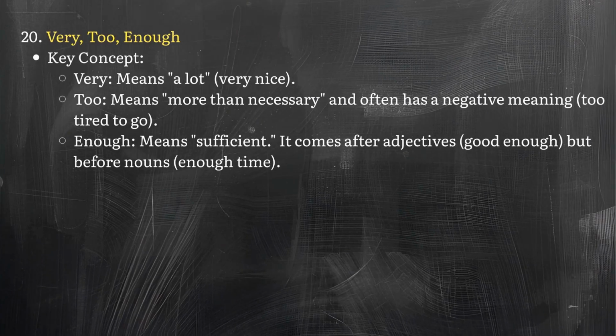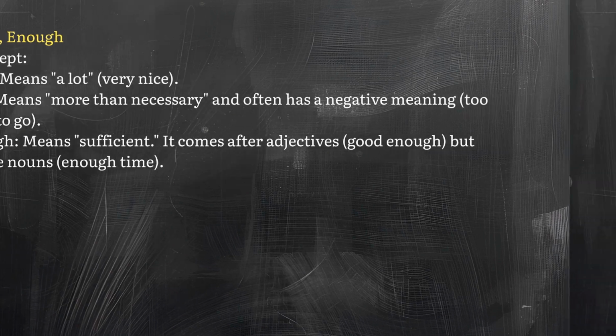The words very, too, and enough modify other words. Very intensifies, meaning a lot, as in very interesting. Too means more than necessary, and often has a negative meaning, like too expensive to buy. Enough means sufficient. It comes after adjectives, as in old enough, but before nouns, as in enough time.